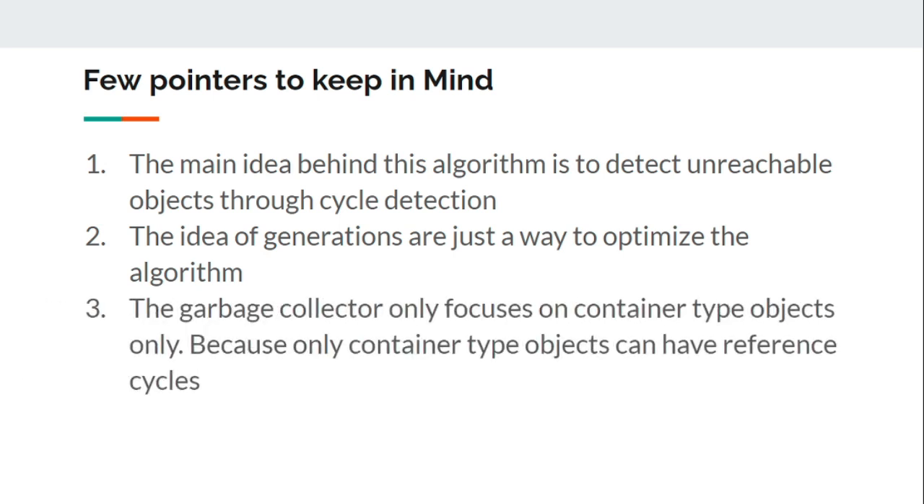And the third one is that the garbage collector only focuses on container type objects, like arrays, lists, dictionaries, sets. These types of objects that can hold references to other objects are the only type of objects that the Python garbage collector focuses on. It will not focus on integers or strings, these kinds of immutable objects. It is only going to focus on container type objects.